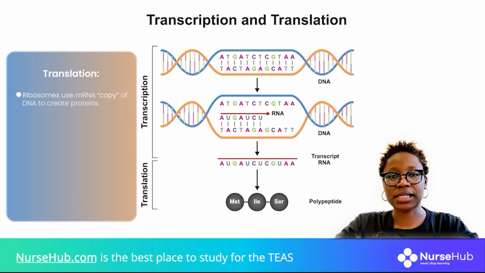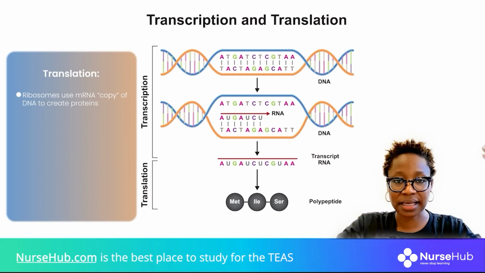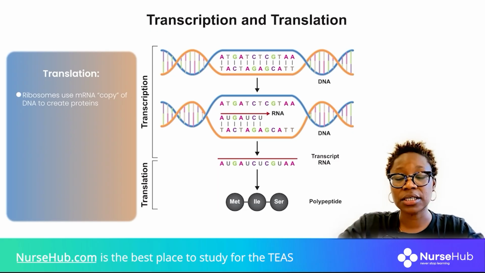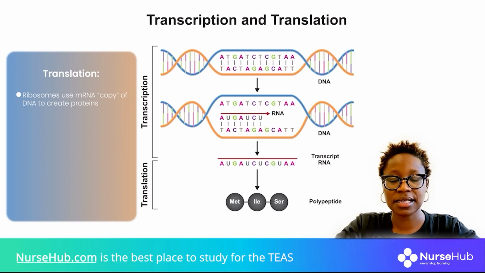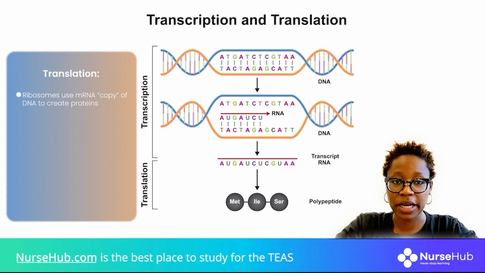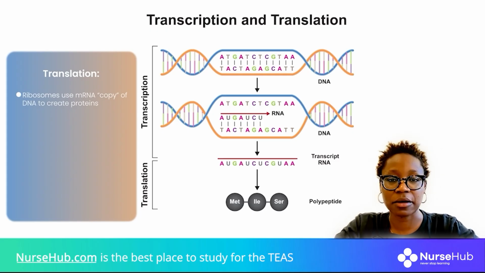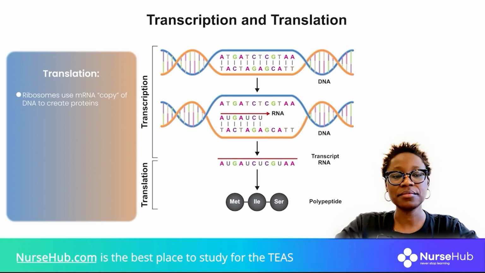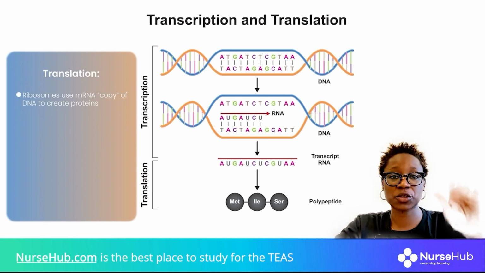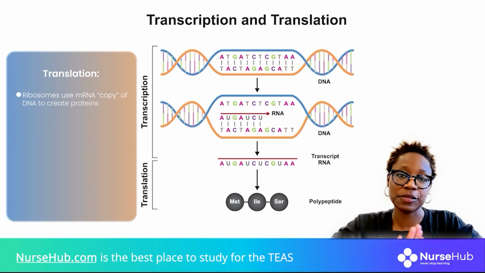Translation, that's the next word, that's the next process. When something is translated, it's taken from one language and put into another one. This is essentially what happens in this step of protein synthesis. The RNA and the ribosomes take the language of the mRNA and translate it into amino acids that are necessary to form proteins. Let's take a look at each process, both transcription and translation, more closely.